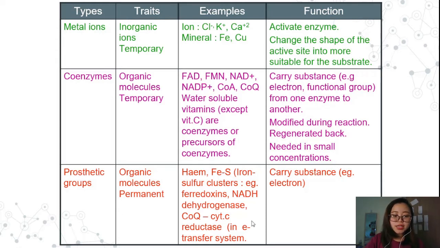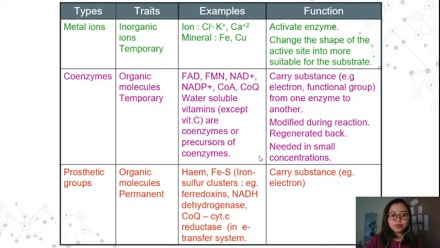Di bawah sini, e-transfer system, ini merujuk kepada electron transfer. The functions of prosthetic groups is mainly to carry substance. Example of substance that they can carry are electrons. So that was quite the long explanation. I hope you'll refer to this table from time to time, especially if you need to remember what is the trait of that type of cofactor or its function.